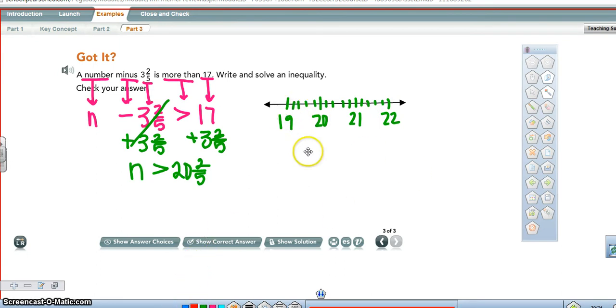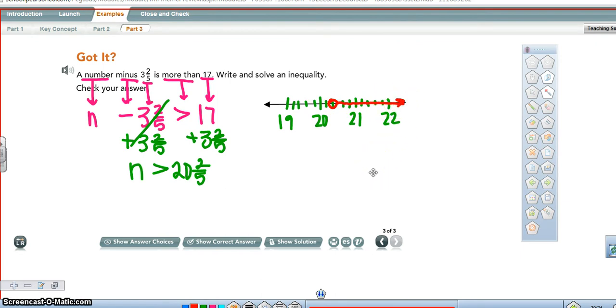Okay, so when I look at this, I have 1, 2, 3, 4, 5 little spaces between each whole number. So now I can easily mark my fraction. 20 2/5. 20 2/5 would be right here. Well, I need to use an open dot because it's not equal to 20 2/5, but it's just got to be greater than 20 2/5. And then I would shade greater.